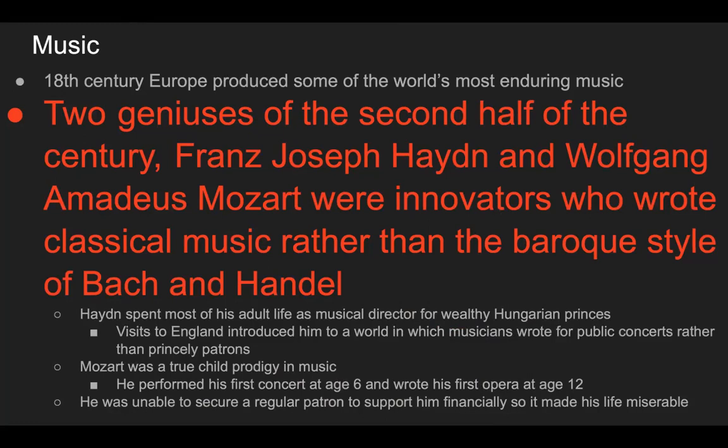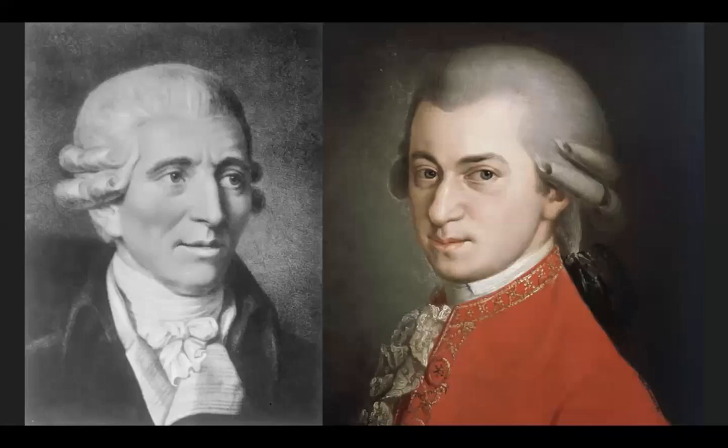And Mozart, if you didn't know, was a true child prodigy in music. He performed his first concert at the age of 6, and he wrote his first opera at the age of 12. I don't know about you, but I wasn't doing that at 6 or 12 in my day. However, he was unable to secure a regular patron to support him financially, which made his life miserable. He died in squalor, a drunk, a bum, and I think he died at the age of like 32, 36. So here's Franz Joseph Haydn, and here's Wolfgang Amadeus Mozart.